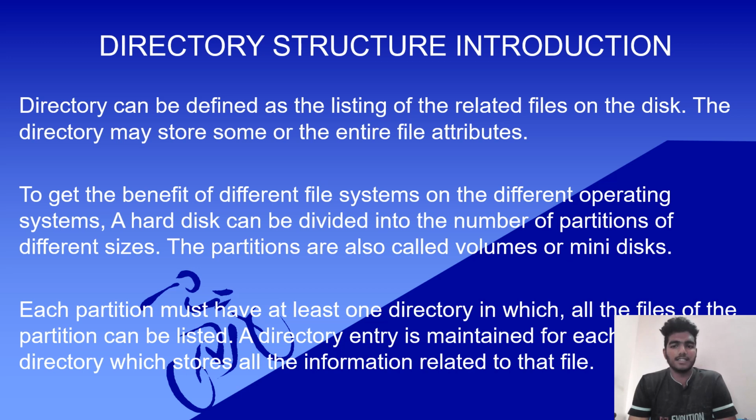Directory can be defined as a listing of the related files on the disk. The directory may store some or the entire file attributes. So it means that the directory structure contains related files on the same disk, and it can hold the entire file attributes.